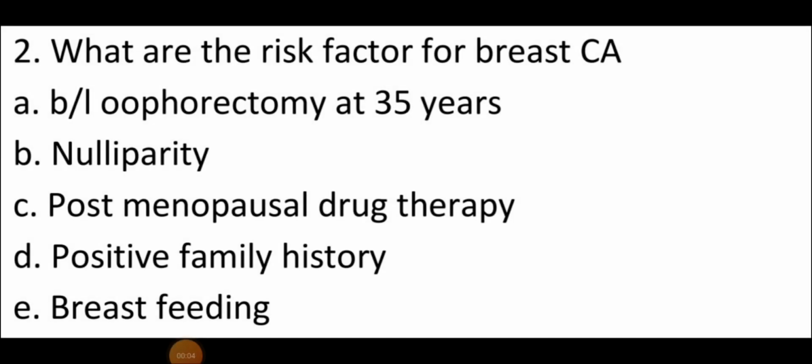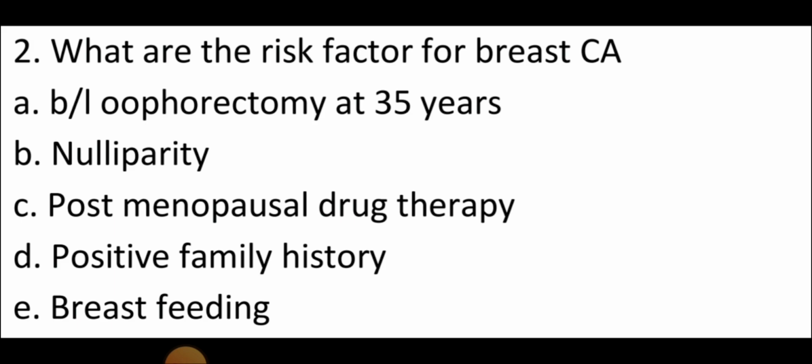In this question, it is asked, what are the risk factors for breast cancer? So we have to select which of these statements are true or false. Statement A mentions bilateral oophorectomy at 35 years. So you know that bilateral oophorectomy is an iatrogenic cause for menopause. So after oophorectomy the patient enters menopause, then it is not a risk factor but it is a protective factor. So A is false. B, nulliparity is a risk factor, true.